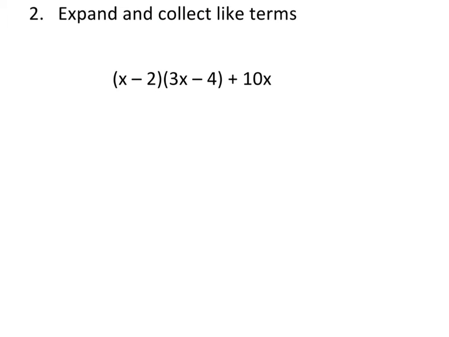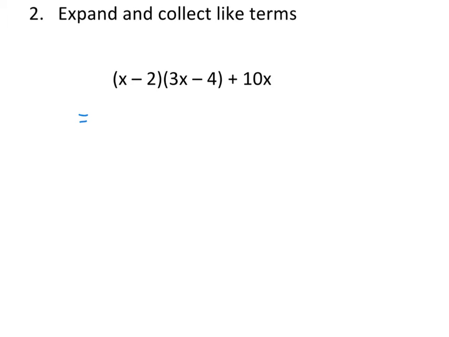This is question number 2 in the non-calculator section. We're asked to expand and collect the like terms. So we have double brackets to multiply out, and we also have this extra term plus 10x. So dealing with the double brackets first of all, we want to multiply everything from the first bracket by everything in the second bracket. We'll do that one thing at a time.